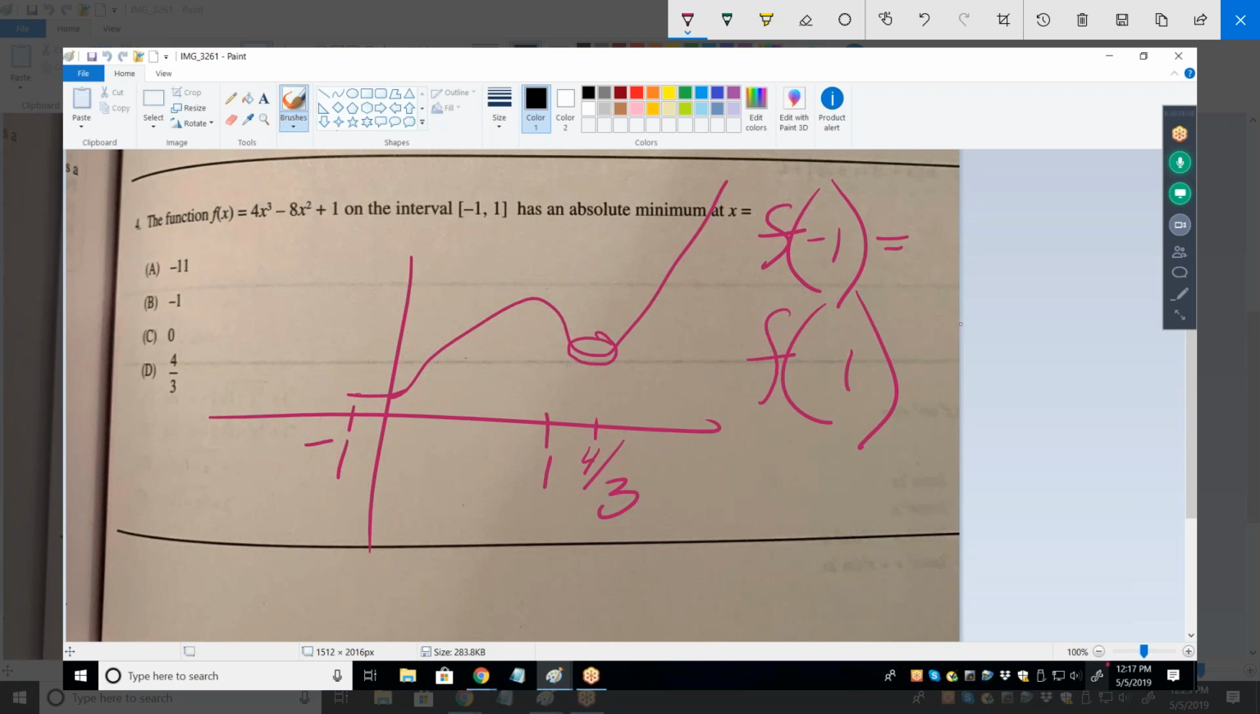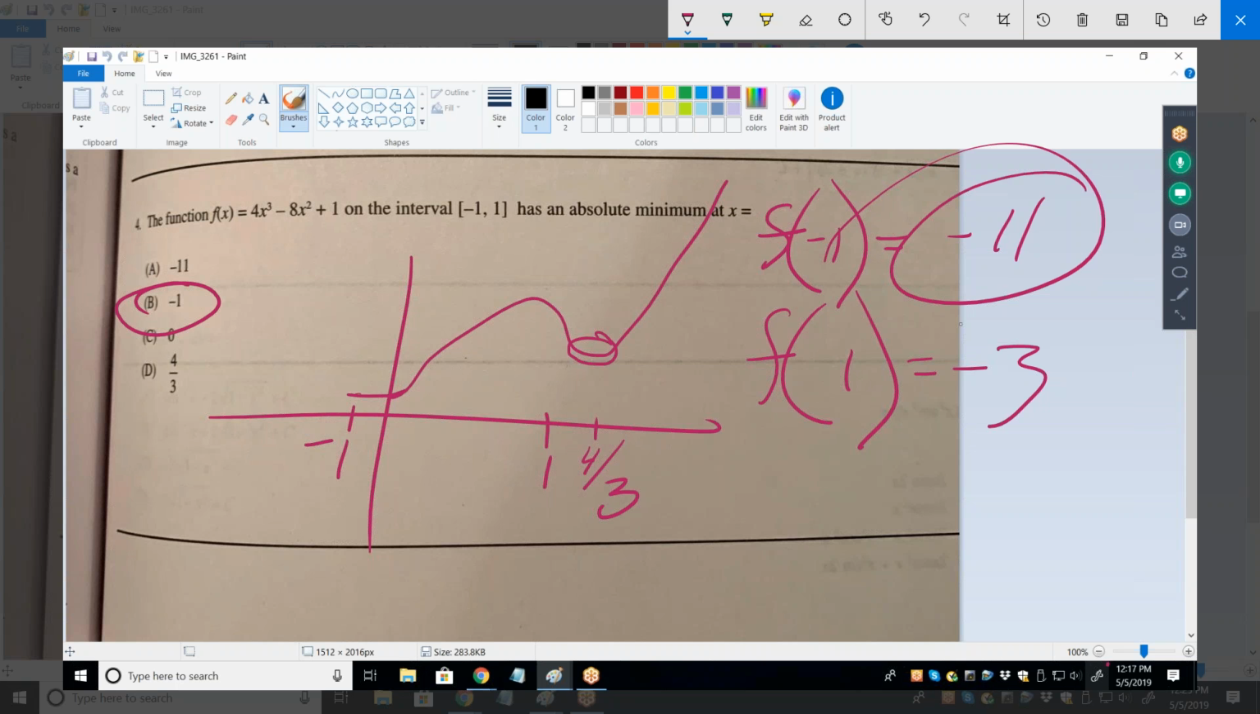So what's that? -4 minus 8 is -12 plus 1. That's -11. What is this? 4 minus 8 minus 4. That's -3. Looks like that's it right there. So would your answer be -1 or -11? Because it says at x equals, so I think it's -1. Yes, you're right. Okay. You're absolutely right.